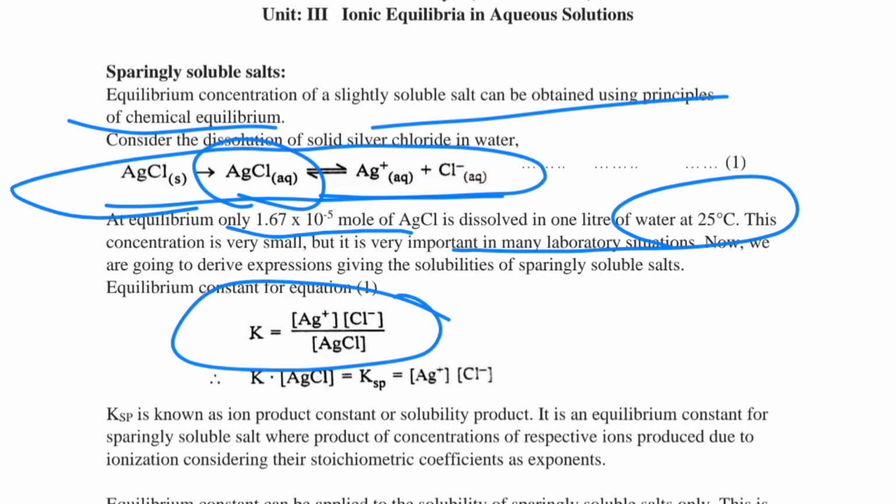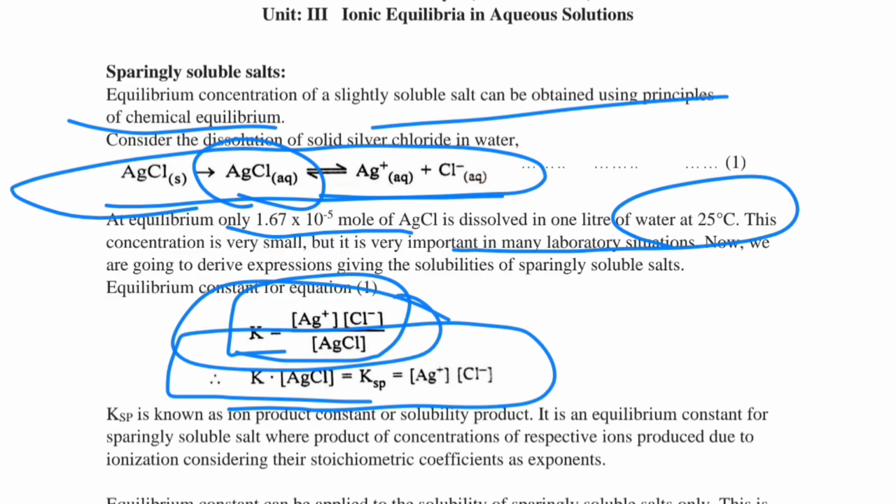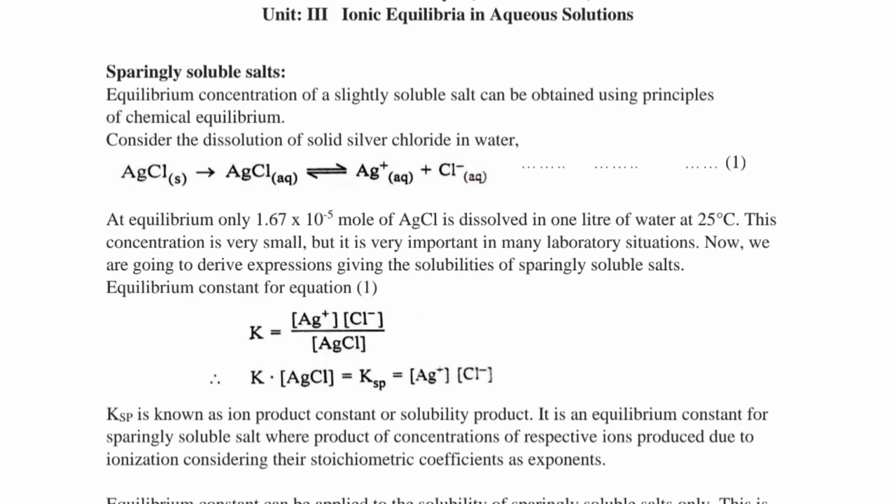First of all, we will write the equilibrium constant equation, then we will get the solubility constant equation. Ksp is the solubility constant, and these are the ions which form when silver chloride dissolves in water. Ksp is also known as the ionic product constant or solubility constant. It is an equilibrium constant for sparingly soluble salts, where the product of concentrations of the respective ions is produced due to ionization.